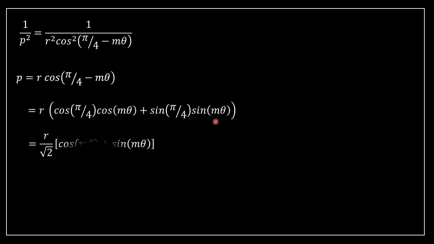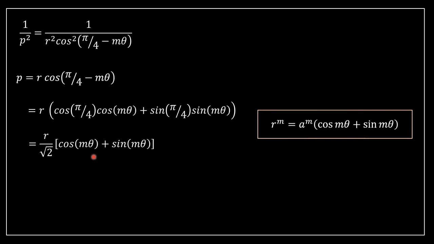What is cos of pi by 4 and sin pi by 4? It is 1 by root 2, which I have taken outside the brackets. And just observe the terms inside the brackets. I have to somehow eliminate theta over here. So can I write cos m theta plus sin m theta as r to the power m by a to the power m? I can, right? Therefore, substituting cos m theta plus sin m theta as r to the power m divided by a to the power m, the variable theta is eliminated over here.